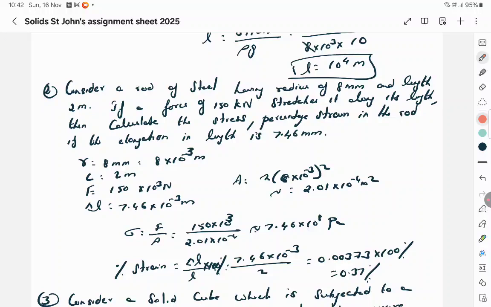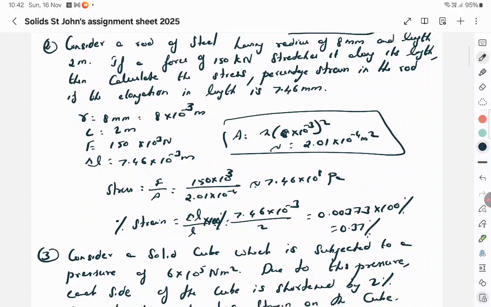So then I know that stress is equal to force by area. Force is given. Area is not given, so I have to find the cross-section area by using the formula pi r square. Radius is given in millimeter, converted to meters by putting 10 to the power minus 3. Pi r square, so 8 into 10 to the power minus 3 the whole square into pi, and you get this value. Just plug it in. You get the stress. The first question is answered.